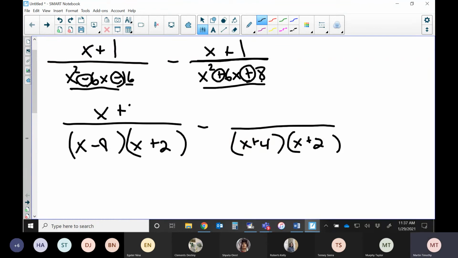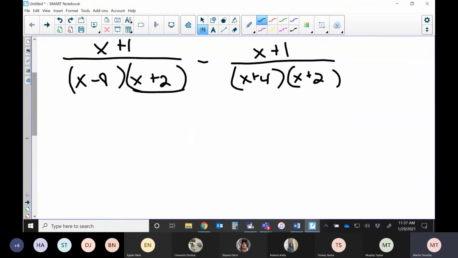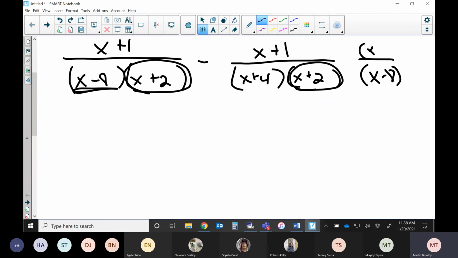And then we write the tops. What do we notice that both of them have? If we look, they both have an x plus 2. So they have that in common. This one has an x minus 8. This one doesn't. So I have to multiply the top and bottom by what it's missing, the x minus 8. This one has an x plus 4 that this one doesn't have. So I need to multiply this one by an x plus 4.